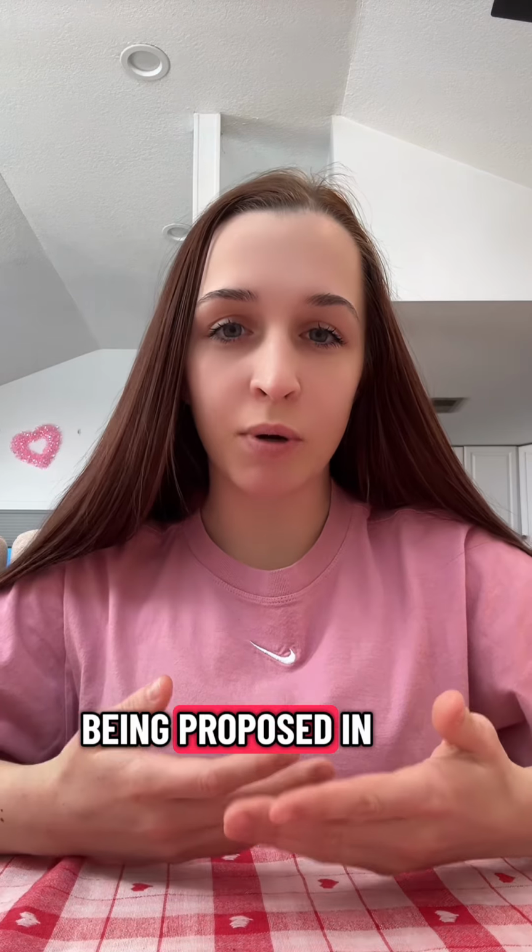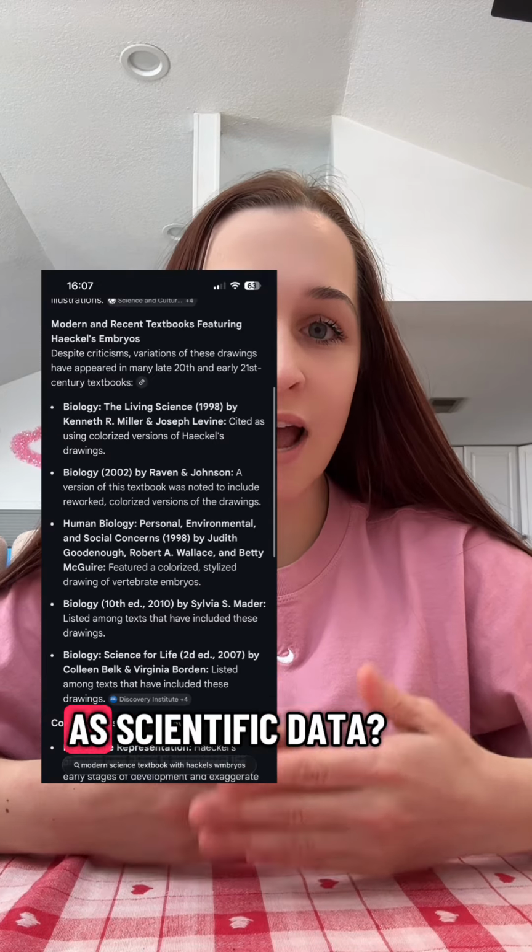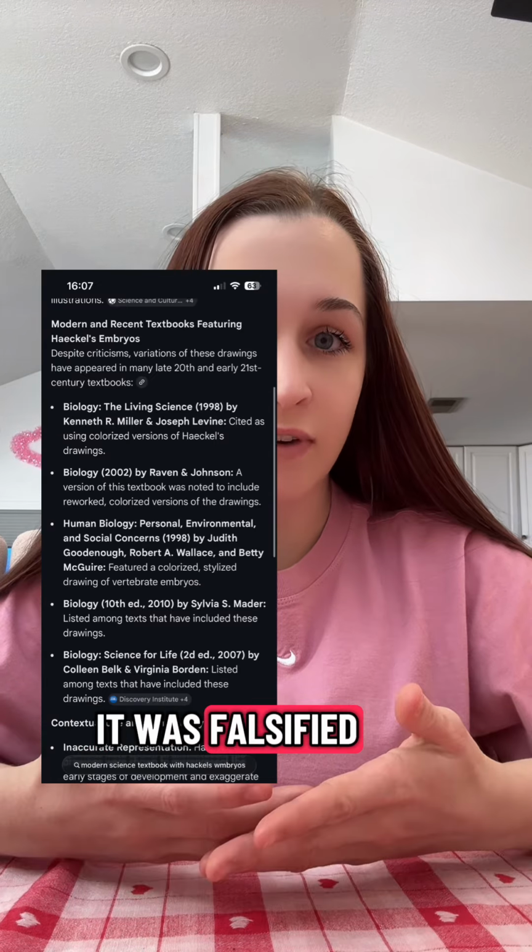Why is this being proposed in modern day textbooks as scientific data? It was falsified and doctored.